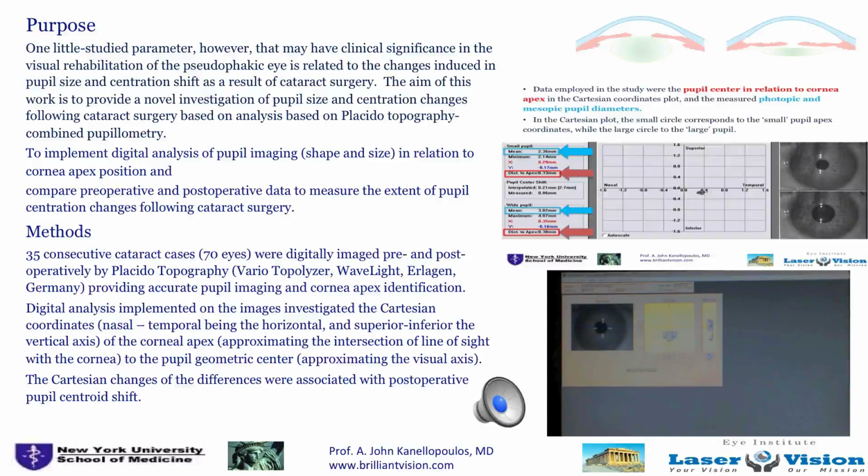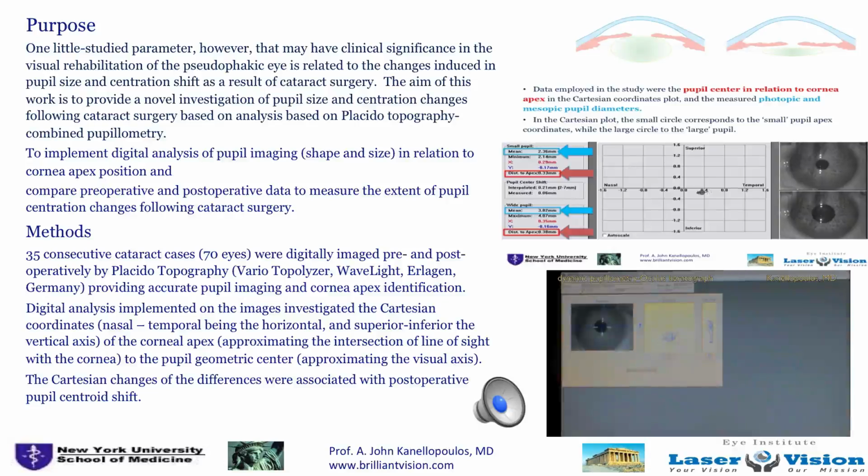So 70 eyes were included in the study, and we digitally imaged pre and postoperatively with this Placido topography, the Vario Topolyzer, which is, as mentioned, the M4 by Oculus, providing accurate pupil imaging and cornea apex identification. The digital analysis implemented investigated the Cartesian coordinates, nasal temporal being the horizontal and superior inferior being the vertical axis of the cornea apex, the approximation of the intersecting line for site of the cornea, to the geometric center, the approximate visual axis of the pupil. The Cartesian differences were associated with postoperative centroid pupil shift, and we recorded as such.